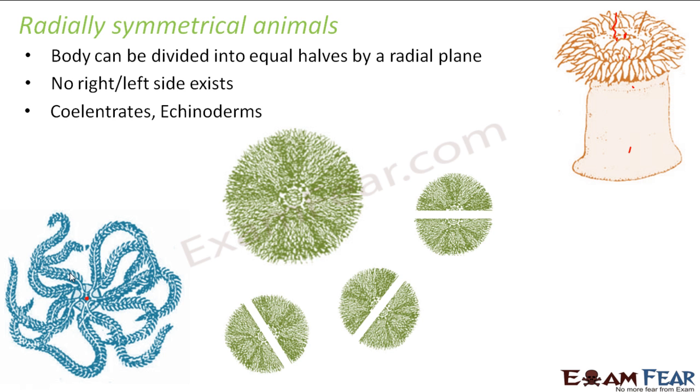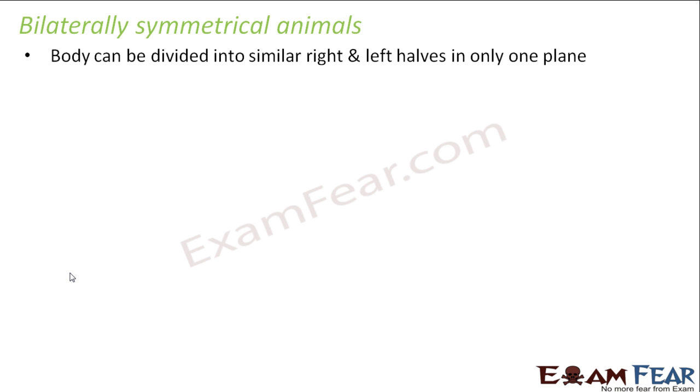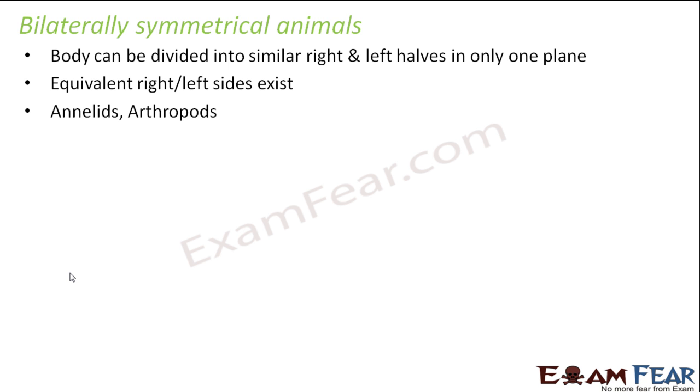So here you don't have any concept of right and left side. But when I talk about bilaterally symmetrical animals, a right and left side exists. The body can be divided into similar right and left halves in only one plane. There exists one plane along which if you divide that animal, you will find one right half and the other left half. That is why they are known as bilateral: bi means two, lateral means right and left halves. So here equivalent right and left sides exist.